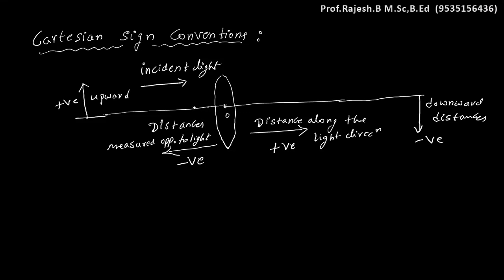So first we have to understand that all the measurements are done from the optic center only. Any distances measured in the light direction are taken as positive, and any distances measured towards the left side of the lens, that means opposite to the incident light direction, are taken as negative. Upward distances are taken as positive, and downward distances are taken as negative. Very important.